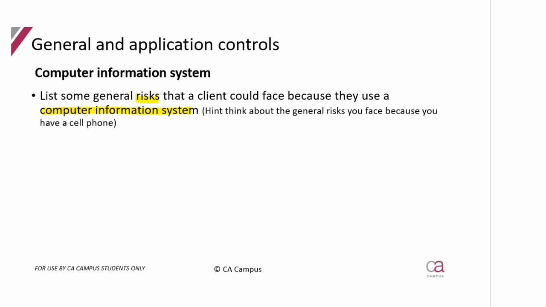And if you don't even know where to begin, then I'm going to say to you, just think about the risks that you face having a cell phone. So look at your cell phone. I'm sure you've all got it nearby. Have a look at your cell phone and think about what's on that cell phone. What do you fear that could happen with that cell phone? So that you can start to think about some risks that actually are very relevant to a cell phone, but we'll start to make them applicable to having a computer information system.